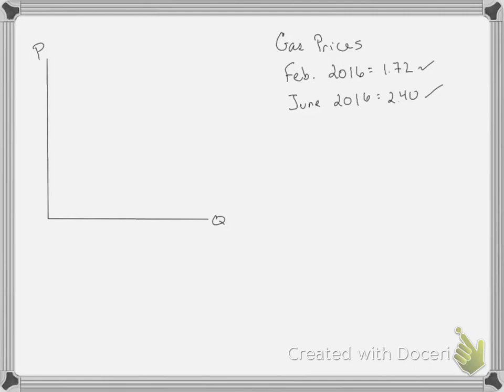An important piece of information that you're given at the end of the question is that we're going to assume that between February and June 2016, supply of gasoline was unchanged. So this is actually all the information we need to be able to figure out what happened in the gasoline market in this 4-month period in 2016.